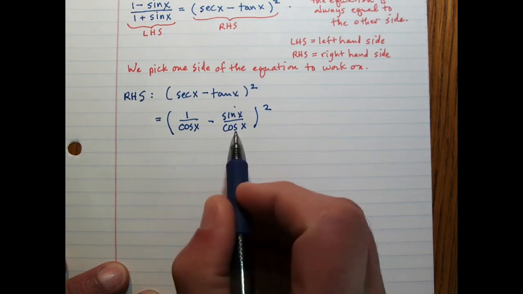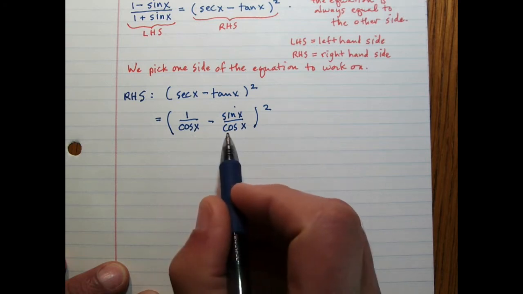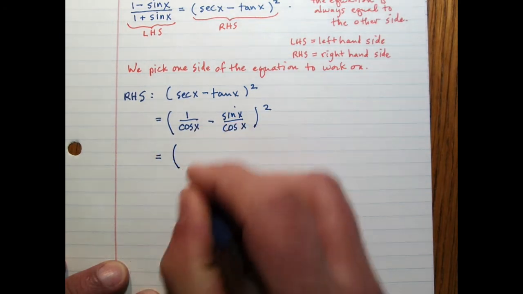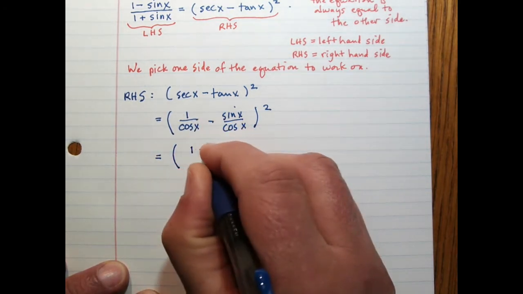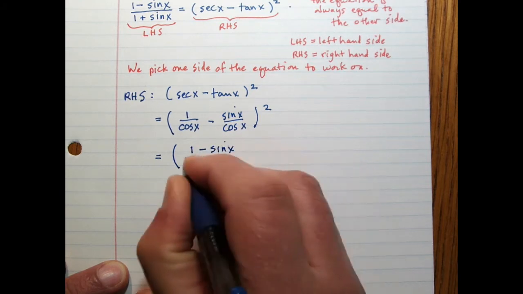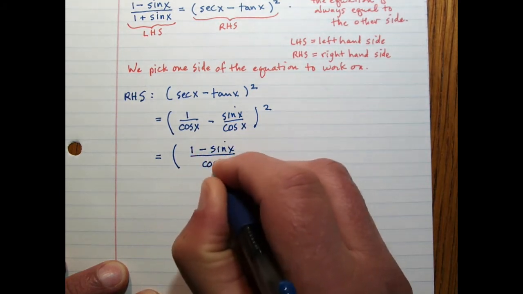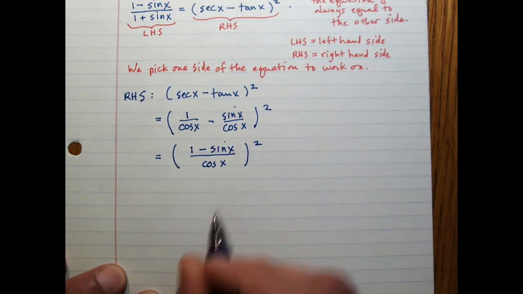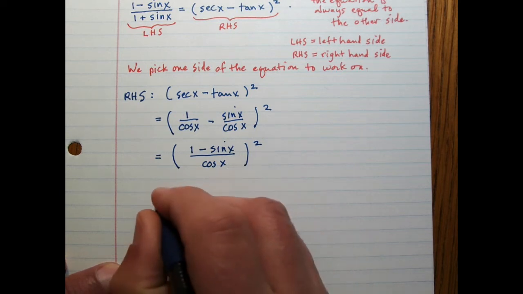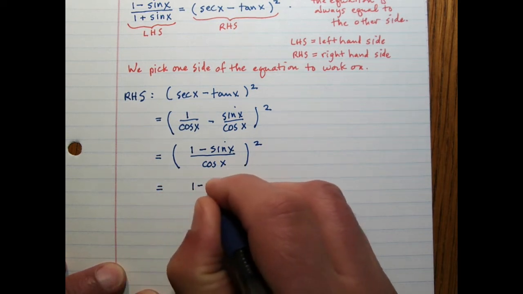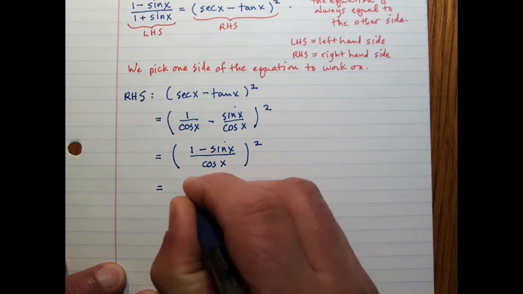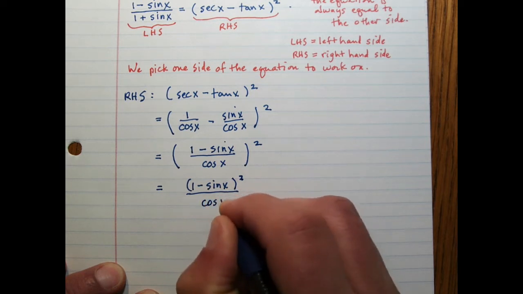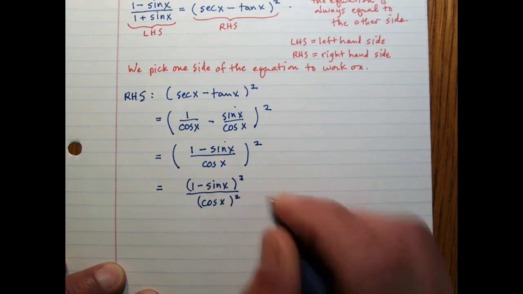Now, is there anything I can do to work on this right-hand side? I notice here I have a common denominator of cosine x for the two fractions in parentheses. So I can actually combine those into a single fraction. I can write 1 minus sine x over cosine x in parentheses squared. And now because I have a fraction squared, I could rewrite this as the numerator 1 minus sine x in parentheses squared over cosine x in parentheses squared.